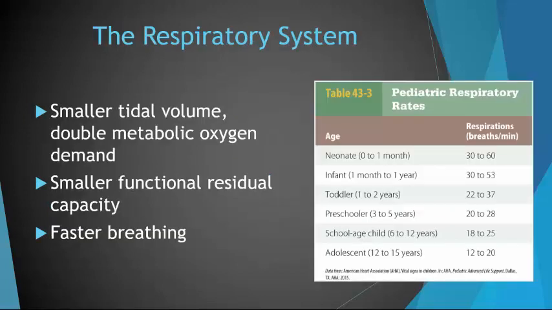The pediatric patient will have a smaller tidal volume. However, they've got a double metabolic oxygen demand, which means that they're going to breathe faster because they're trying to get more oxygen in. They also have a smaller functional residual capacity, the result of which is proportionally smaller oxygen reserves. So they'll compensate until they run out very quickly. The functional residual capacity is actually the volume of air in the lungs following exhalation, also referred to as the oxygen reserve.